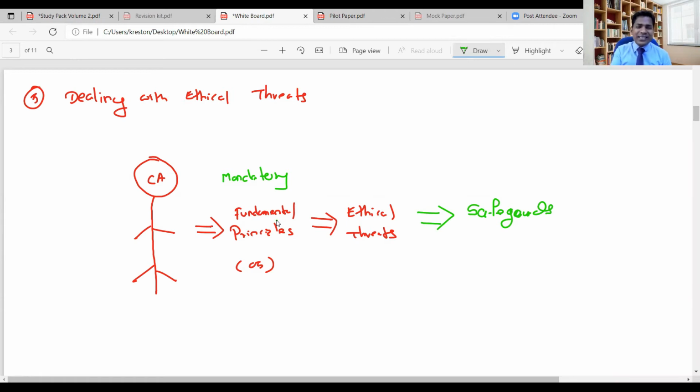I'll tell you one or two examples just to give you a good understanding. Let's say one example, right? You are the auditor. Right? So let's say, what's that?